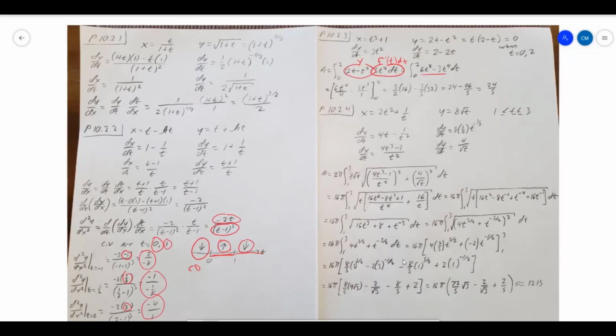And that's a pretty simple integral. Just plow through it, get 24/5. And finally, the surface area.